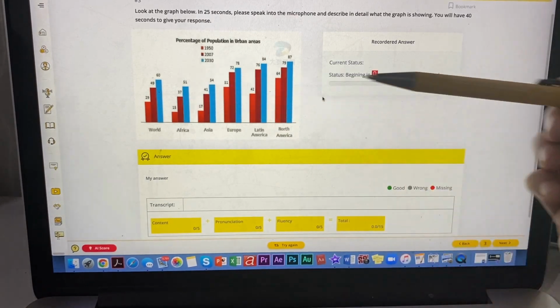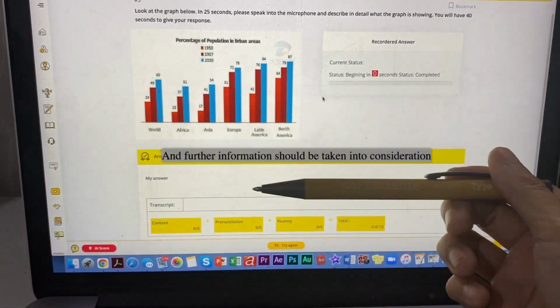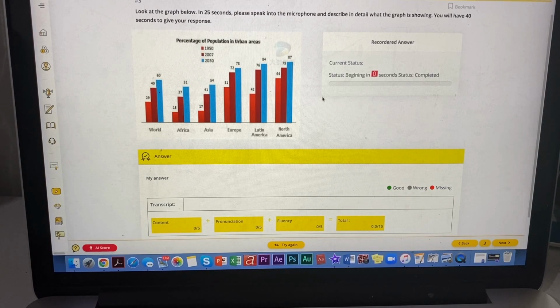Keep reading the keywords until this timer reaches about 35 to 36 seconds. And then you say, and further information should be taken into consideration. That's it, to finish your speaking. You understand what I mean? All right, let's do that a bit quicker within 40 seconds, shall we?